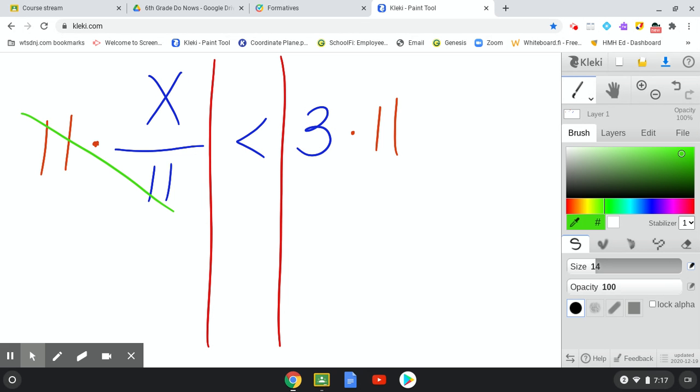The 11's on the left cancel. I have x is less than, I'm going to do 3 times 11, which is 33. Okay, and now I need to graph. X is less than 33.